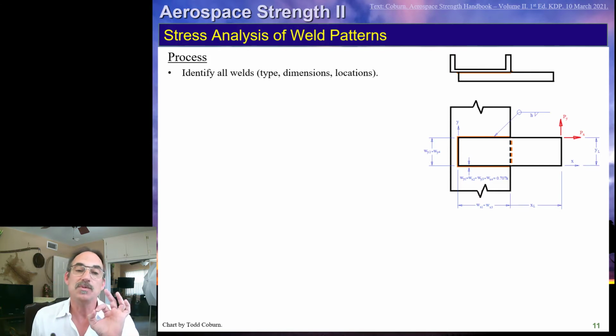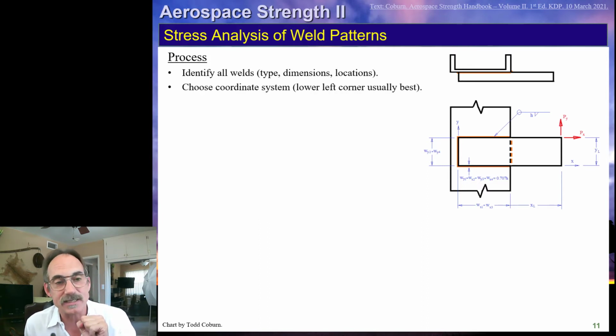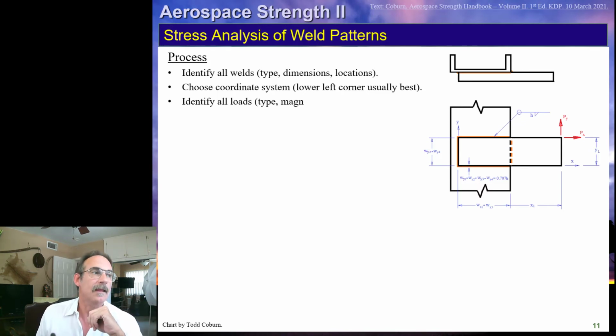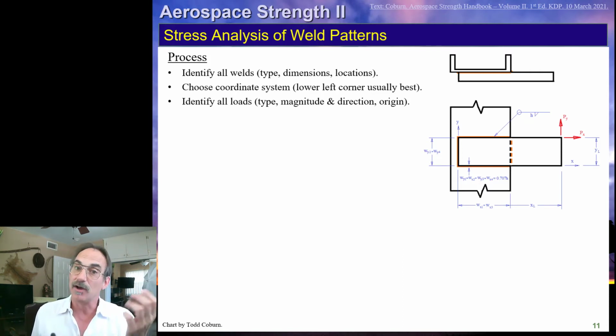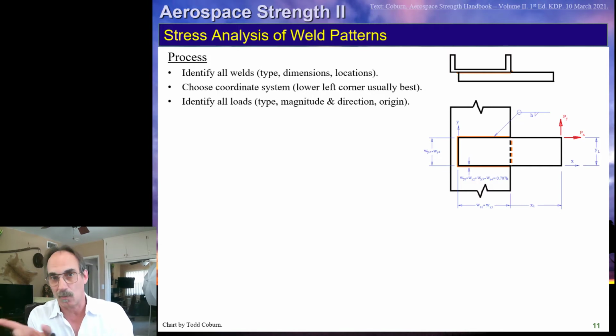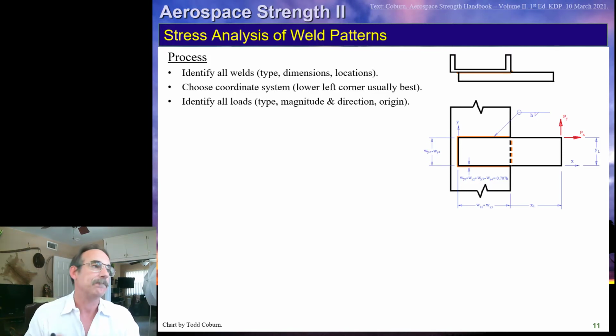All right, so once we've identified all of the welds, we then are going to choose a coordinate system. I recommend you choose the lower left corner for your coordinate system and identify your X and your Y. Then we're going to identify our loads. You can see this particular thing has two forces on it. Could also have other loads and other moments. We need the type. Looks like we have two forces. The magnitude, whatever the magnitude is. The direction, horizontal and vertical in this case. And the origin, where are these two applied? You with me? Okay.